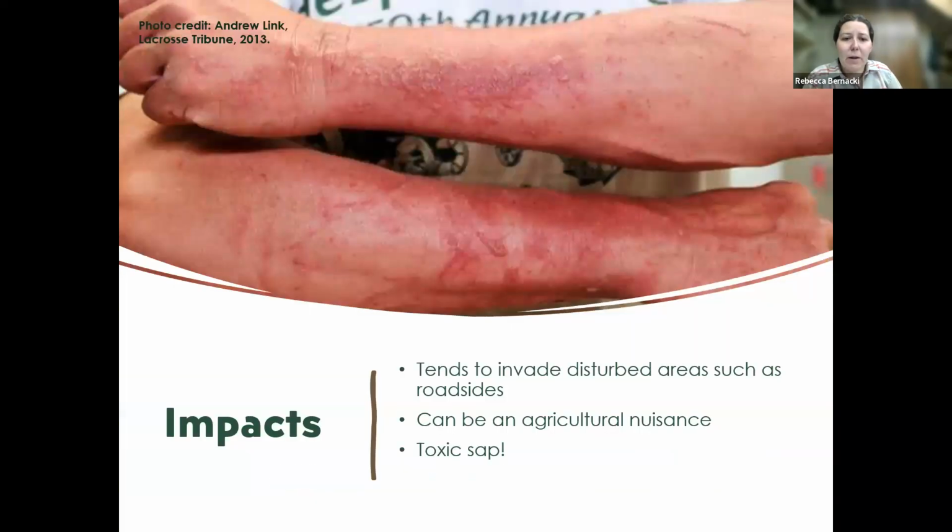And the impacts, we've already talked about these impacts a lot because it's one that's a human health concern. So it's a little bit scarier to most folks than the environmental concerns. The species does tend to invade disturbed areas such as roadsides. It can also be an agricultural nuisance as it gets into pastures. And it does have that toxic sap that we talked about. And you can see this gentleman's burned arms in the pictures here.